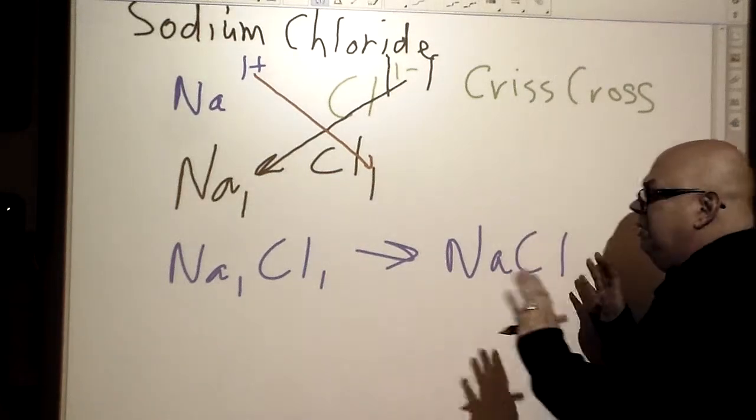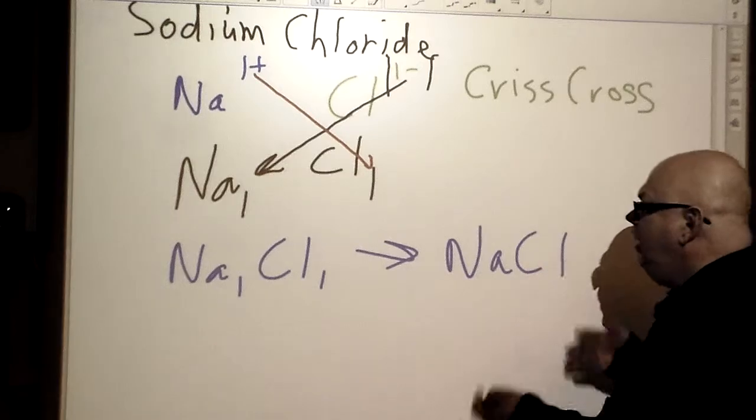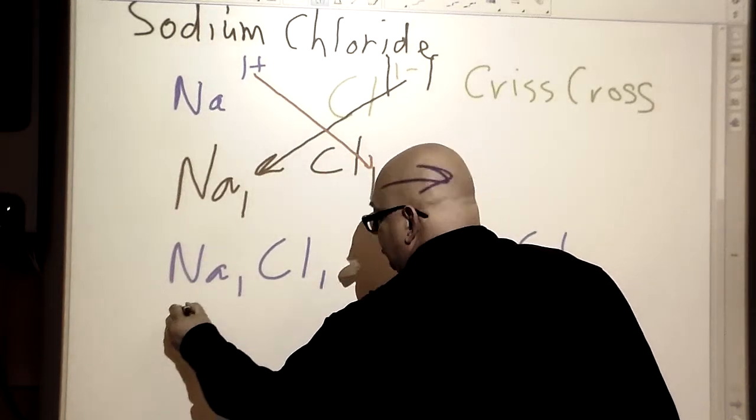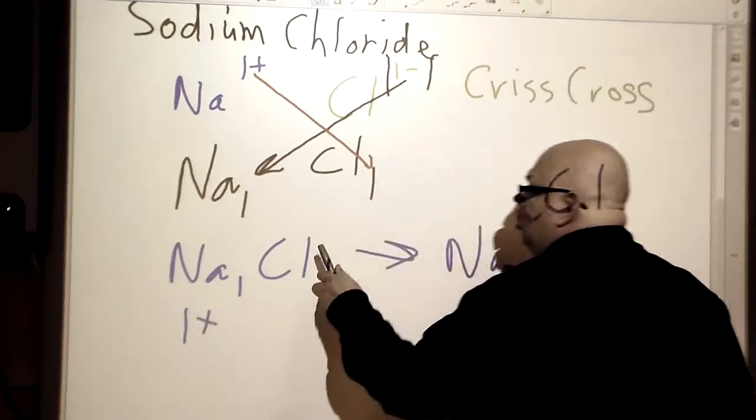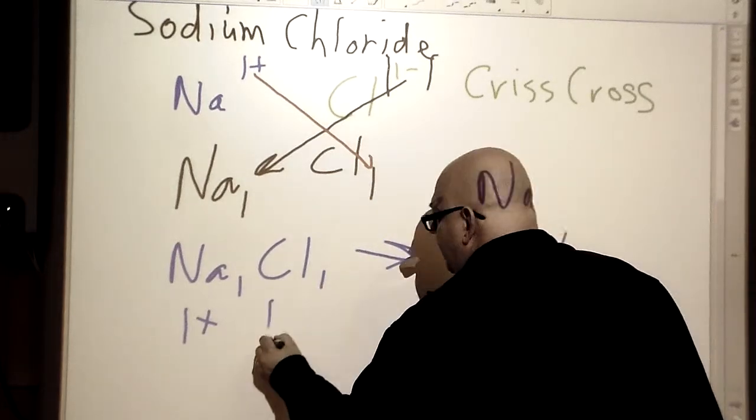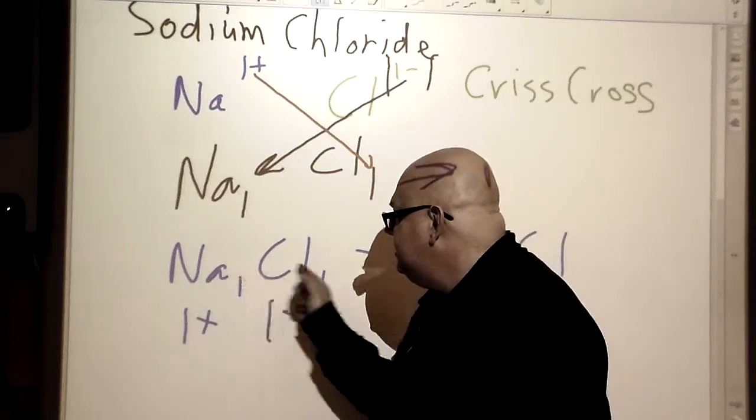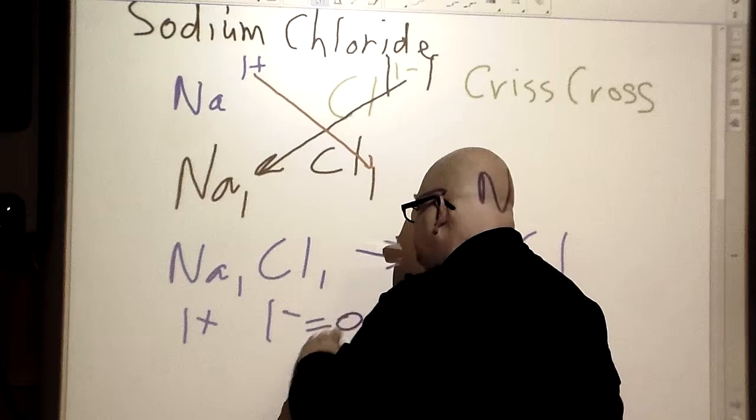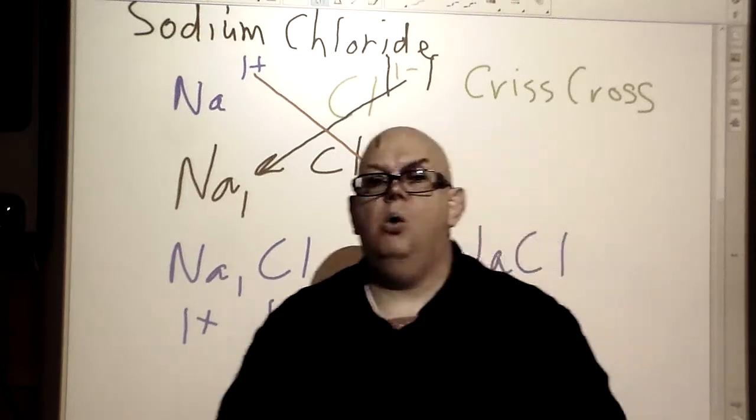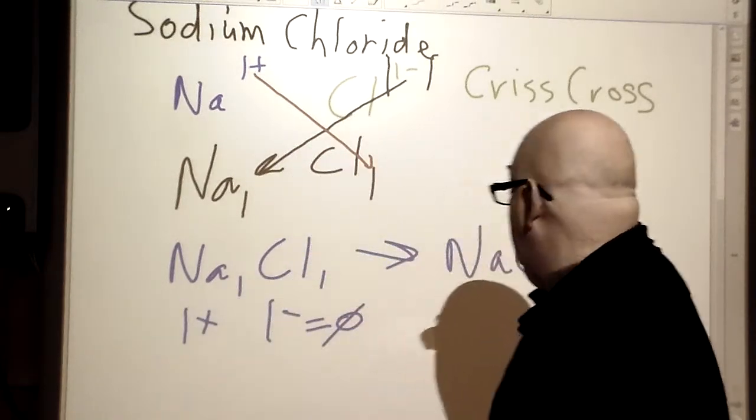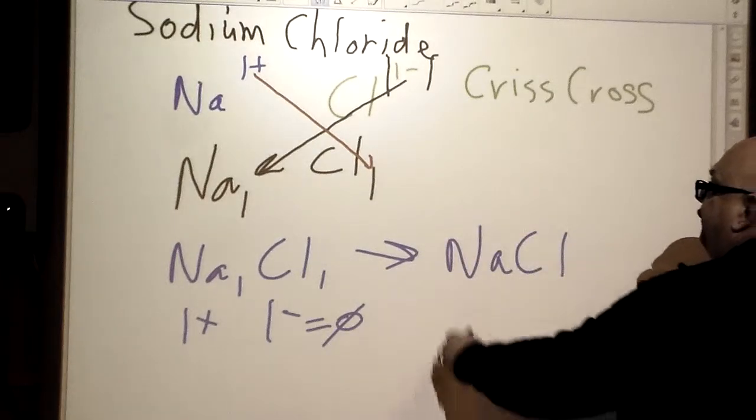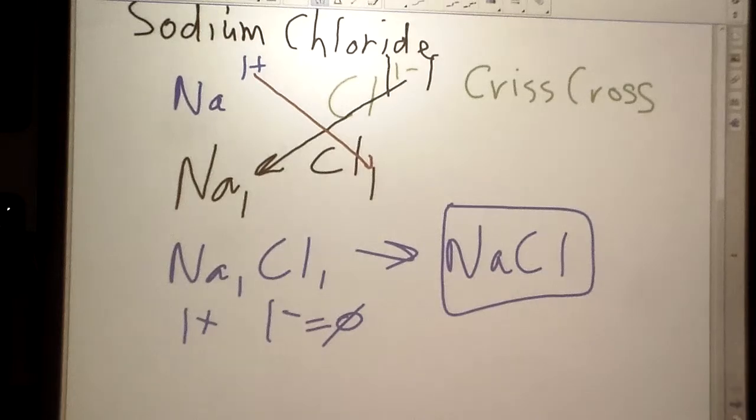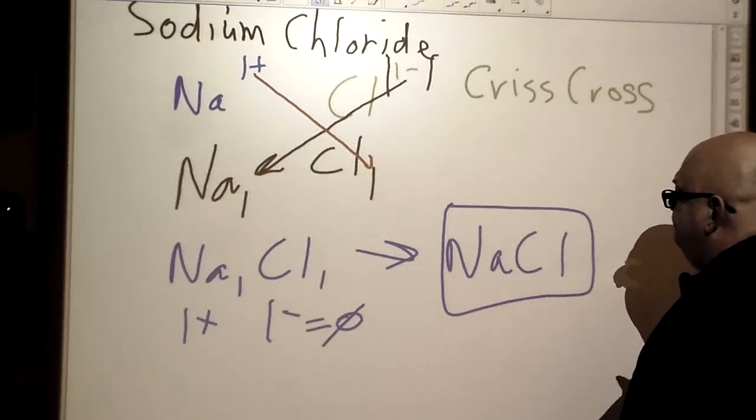But wait, is it balanced? Let's check this out. Sodium normally has a +1 charge. Chlorine normally has a -1 charge. We add them together and it should equal 0. If it is a 0, you're balanced and you're good to go. So there it is, our final formula, NaCl. And there you go.